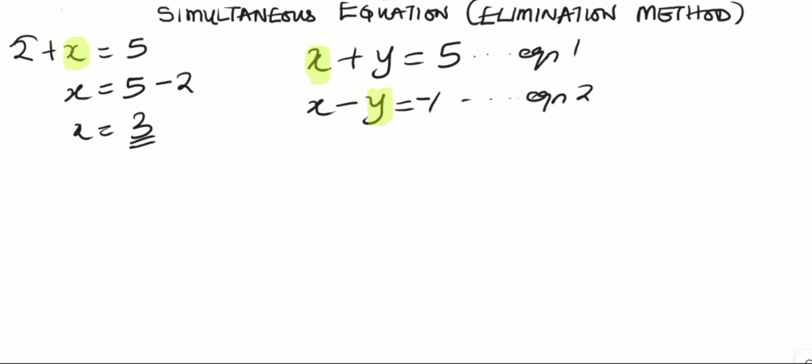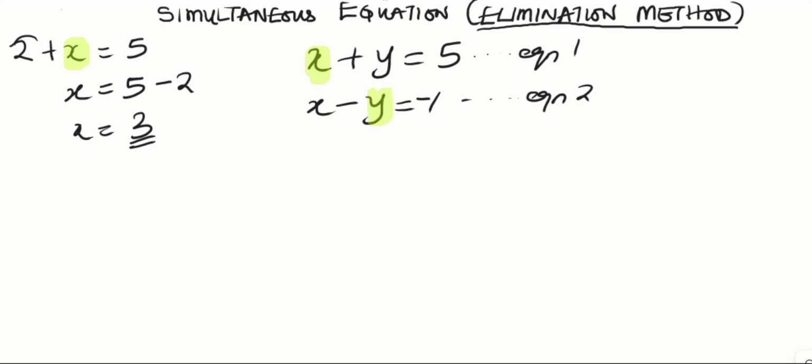Now, there are three methods of solving simultaneous equations, but in this video we are going to be limiting ourselves to the elimination method. The other two methods are the substitution method and the graphical method. In subsequent videos we are going to discuss the other methods, but for this video we are going to keep it to the elimination method.